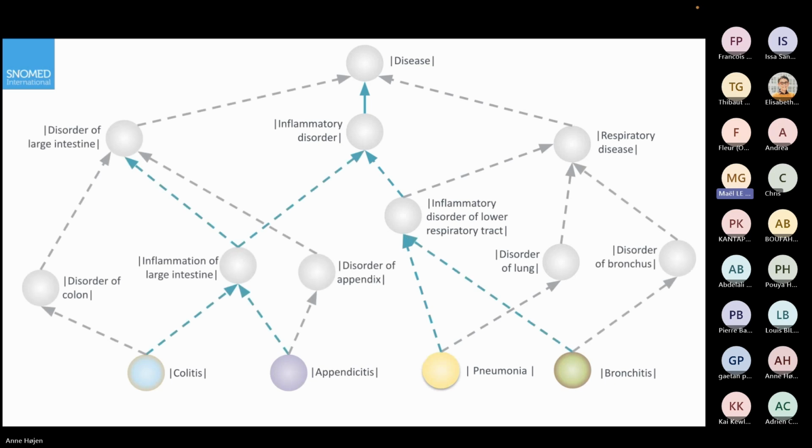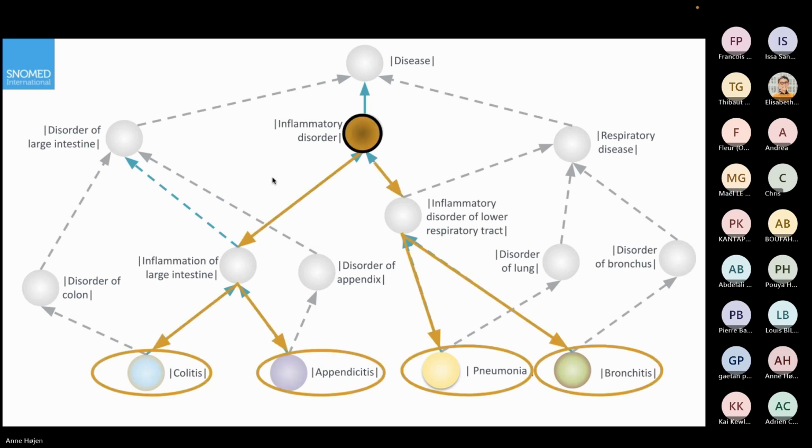And here we have other concepts: colitis, appendicitis, bronchitis. If we just look at the ISA relationships, they are all linked to the concept disease. It's not a top-level concept, but it's high up in the hierarchy.